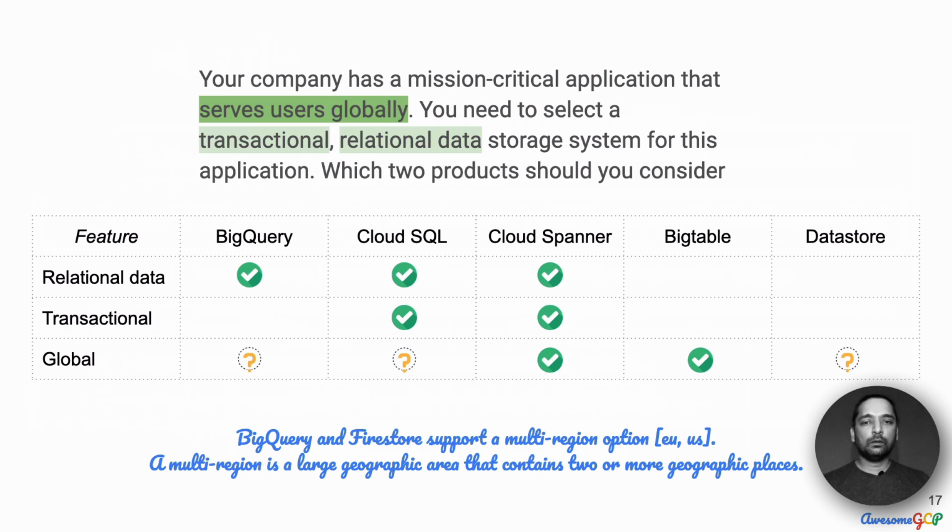Looking at this, the two options that I have chosen are Cloud Spanner and Bigtable as something that scales globally. Now, BigQuery and Firestore, which is a newer version of Datastore, support what is called a multi-regional option. Today, that is either in Europe or in US. A multi-region is a large geographic area that contains two or more geographic places. So instead of choosing a particular region, there are some predefined regions chosen for you, and the data is going to be replicated in that multi-region.